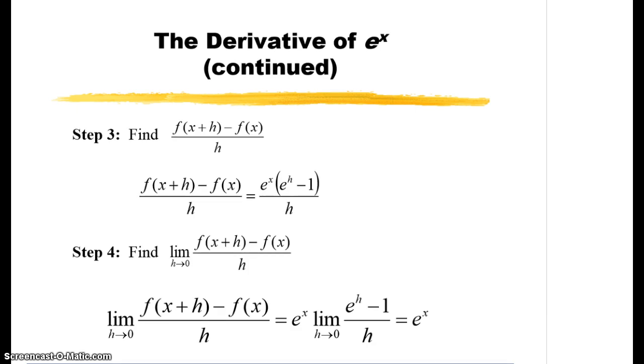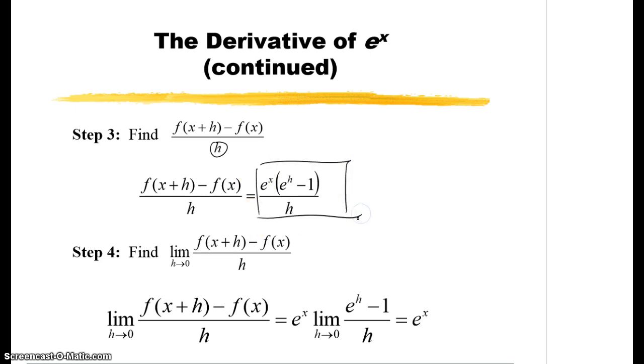In step 3, we have to divide this difference by h, right? That's step 3, divide by h. So we take our expression, e to the x times e to the h minus 1, and we divide it by h. And finally, in step 4, we simply take the limit as h approaches 0 of this quotient.